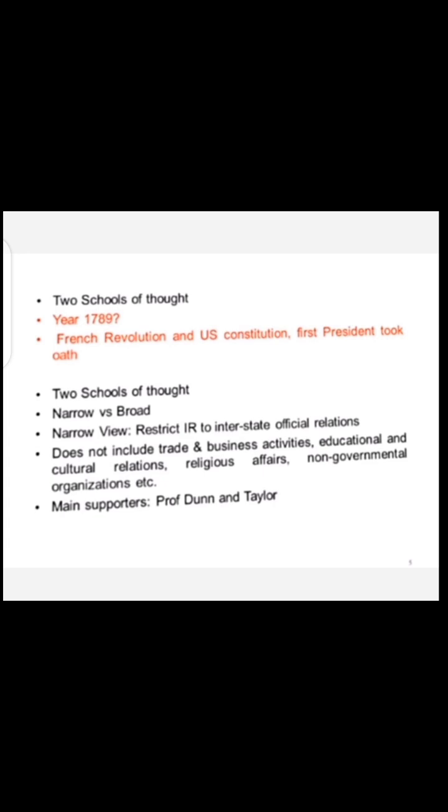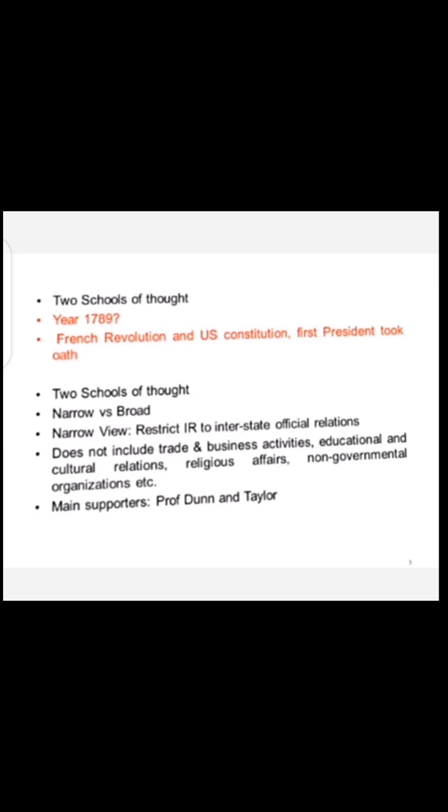So what are the two schools of IR, international relations? Basically, there exists the specific view, which is also known as the narrow view, and the broad view, which is also known as the general view of IR. So we will discuss both of them.